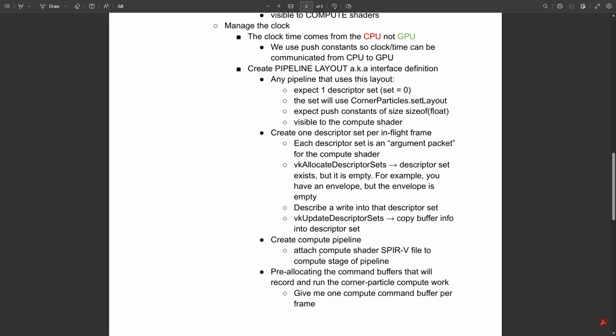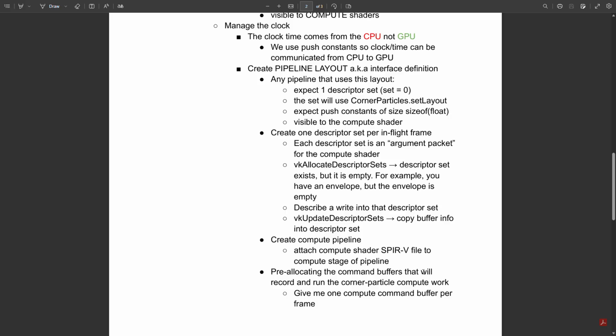Create compute pipeline. Attach compute shader sphere v file to compute stage of pipeline. So that's just our compute shaders. As I said before, our shaders are written in GLSL, a human readable language, but then we actually have to compile that file down to a SPIR-V format file, so that the compute pipeline can attach to it, and the pipeline knows that this SPIR-V file is supposed to be attached to the compute stage of the pipeline.